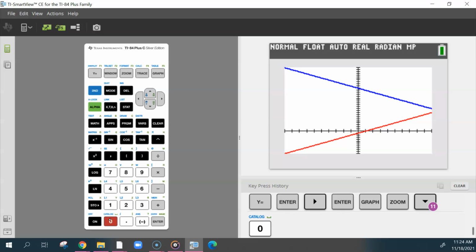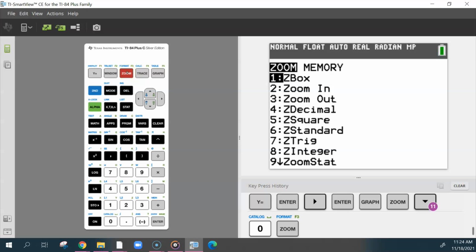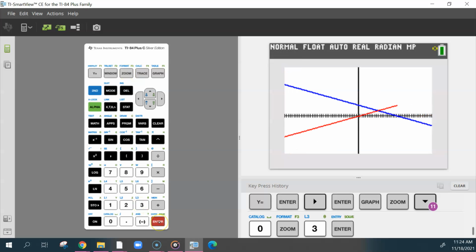but they don't intersect in this window. They have to intersect in this window in order to use the calculator option. So I'm going to zoom out one more time. So zoom out and then enter. Now I see that they actually intersect.